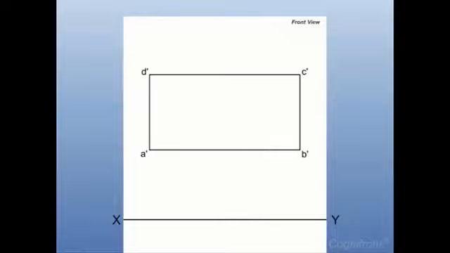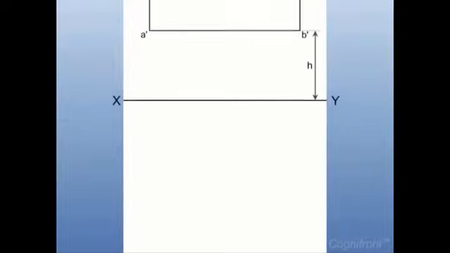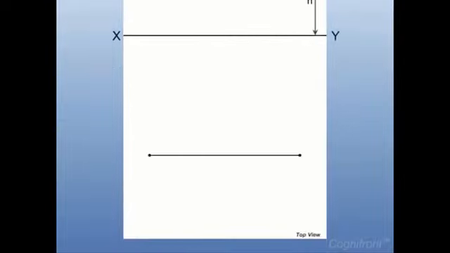First, draw a horizontal reference line XY. Then draw a rectangle A dash, B dash, C dash, D dash of the same size as ABCD above the line XY on VP at a height of H units. This is a front view. Then draw a horizontal line DACB at a distance of D units below and parallel to line XY, which is the top view.